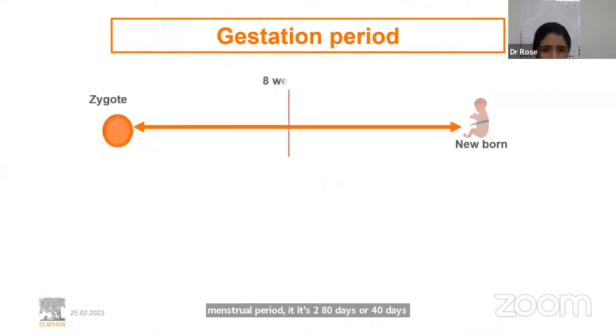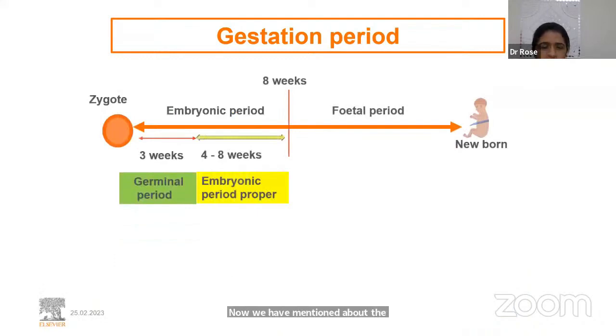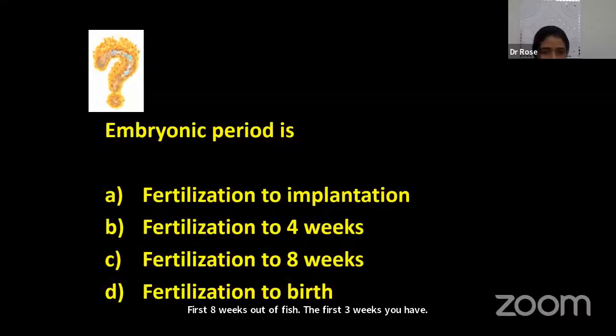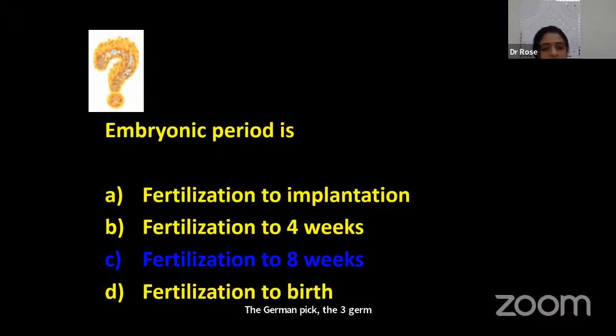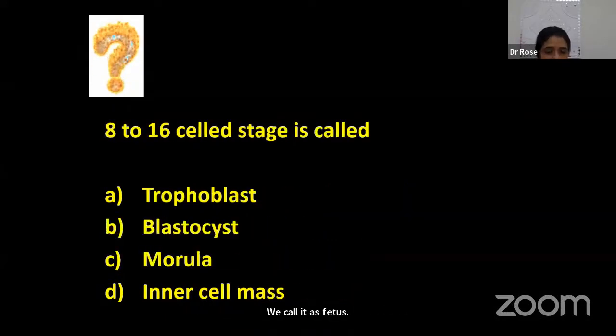Now, we have mentioned about the embryonic period and fetal period. Embryonic period, first 8 weeks, out of which the first 3 weeks you have the germinal period, the 3 germ layers, and the remaining period you call it as embryonic period proper. So embryonic period is from the point of fertilization till 8 weeks, you call it as embryo. After 8th week, we call it as fetus. So fetal period starts from 3rd month to birth.